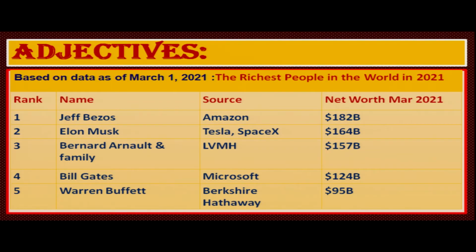You will be surprised to see their wealth. Jeff Bezos's total wealth is 182 billion. One billion is 100 crore, right? 182 times 100 crore, which means the richest person in the world is the owner of 182 times 100 crore rupees, right? So now you just see the richest people in the world. Rich is the adjective, richest is another form, and we will today discuss different forms of adjectives, right?